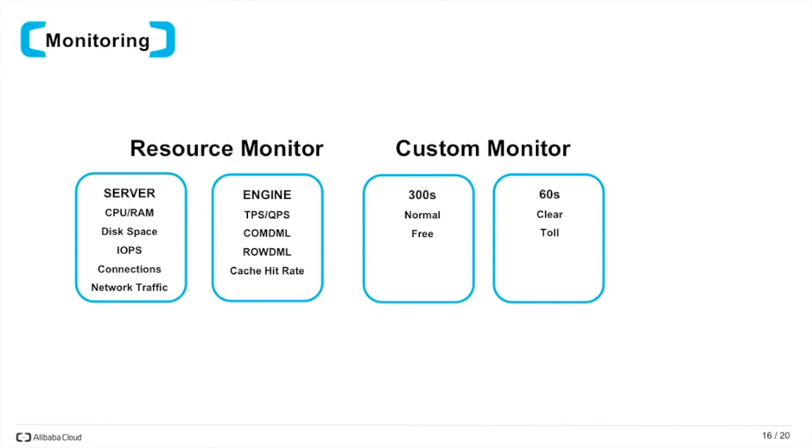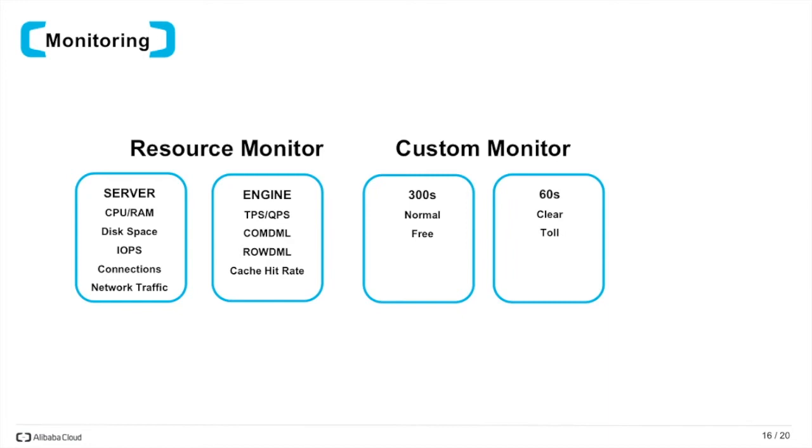Next, I will talk about monitoring. The RDS management system collects instance resource running data and displays this on the RDS console and on Cloud Monitor. You can customize monitor frequency to 60 seconds from 300 seconds, but monitoring frequency shorter than 5 minutes will incur additional costs. You can also define your own alarm rules.